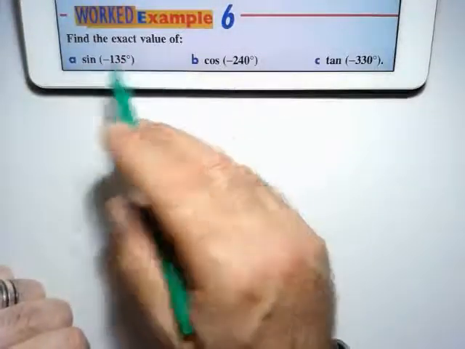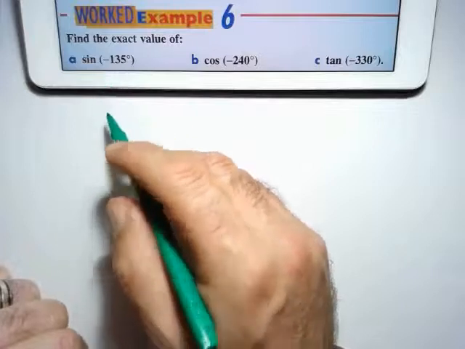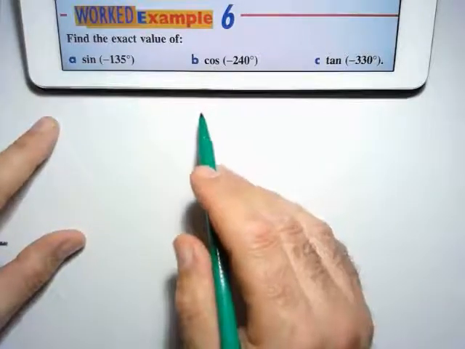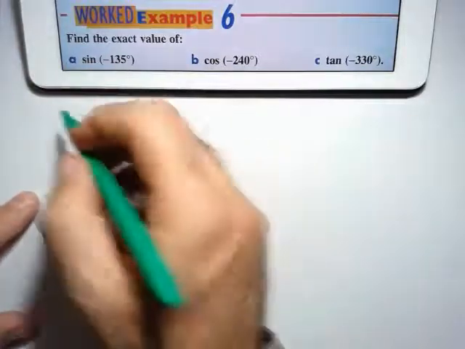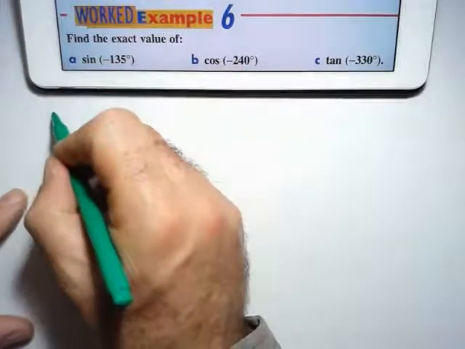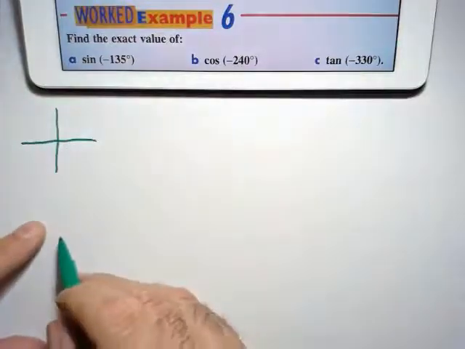Find the exact value of the sine of negative 135 degrees. Usually I will start with that and do my CAST diagram next to it, but to get all three of them done in one place, I will do my CAST diagram and do my calculations underneath that.